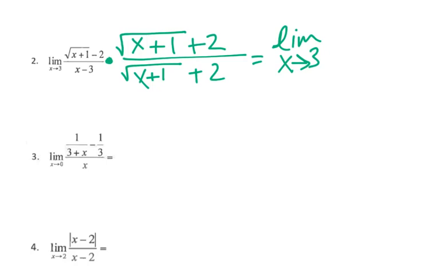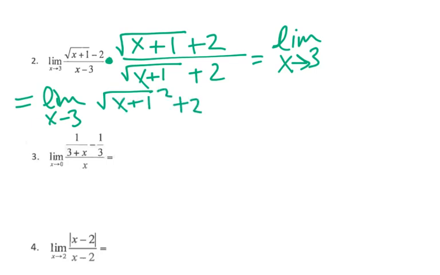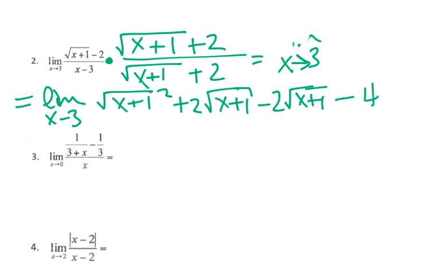In the numerator, actually I'm going to write down here because I'll have more space. In the numerator, you get the square root of x plus 1 squared plus 2 times the square root of x plus 1 minus 2 times the square root of x plus 1 minus 4. Now our square roots are going to cancel. That's always going to happen. That's the point of multiplying by a conjugate. And then here the square root and the square cancel.